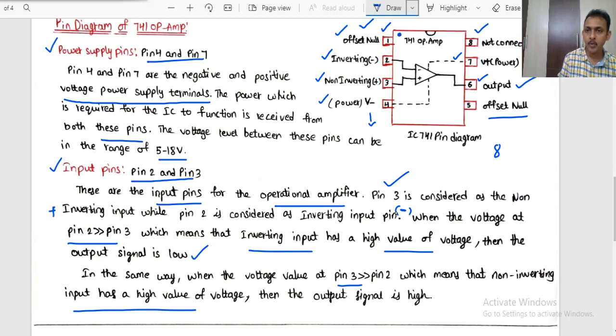If any constructional abnormalities or anomalies are present, those can be offset by using the offset null pins 1 and 5. The eighth pin is an extra pin which is not connected to any internal or external circuit, right? So this is all about the pin diagram of the 741 operational amplifier.